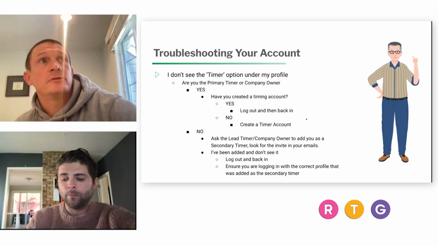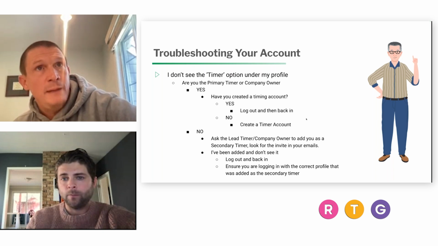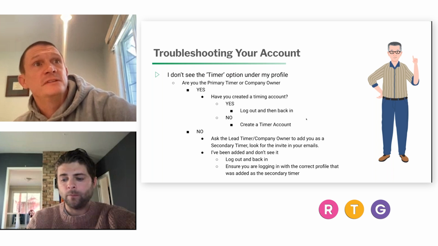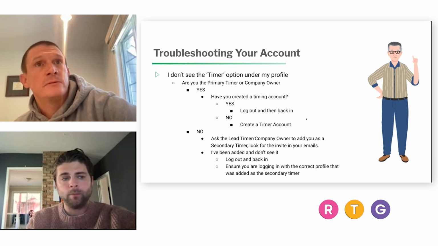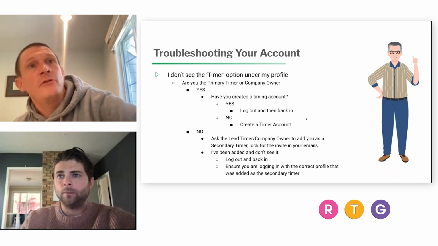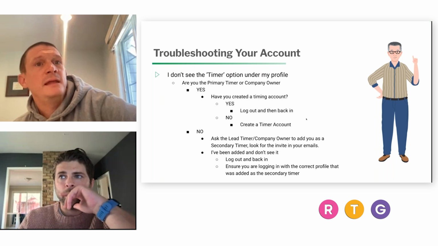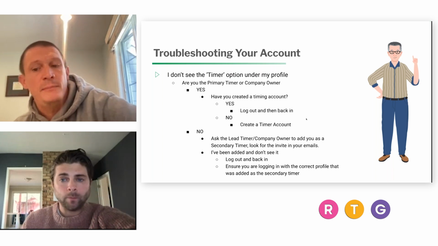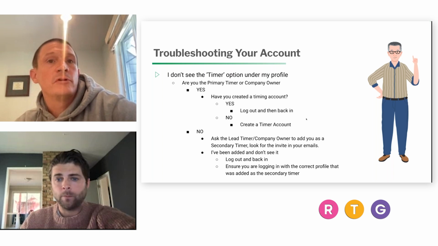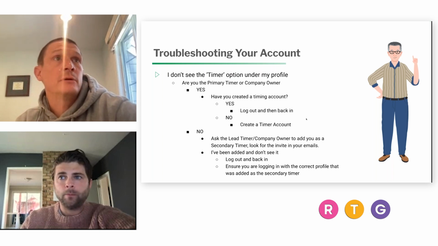So some notes about troubleshooting your account. If you don't see the timer option under your profile, and you can read this here, just check to see that you have access. Have you created a timing account? And then ask the lead timer of your company or your company owner to make sure you have access to things. You can also reach out to us to help troubleshoot that, right?